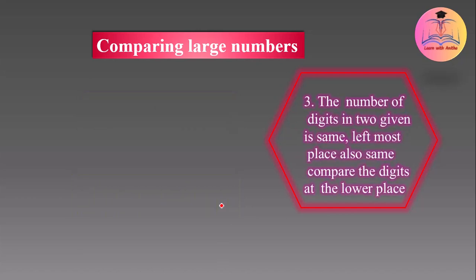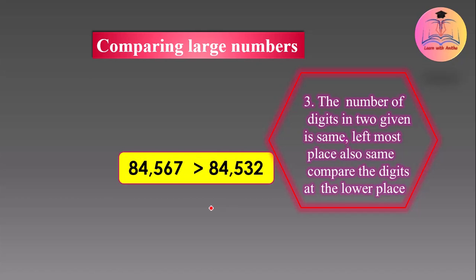The third rule is: if the number of digits in the two given numbers is the same and the leftmost place is also the same, compare the digits at the lower place. We'll see the example here. See these two numbers. We have numbers with the same digits. Here 5 digits and here also 5 digits. Then how will we compare? We will compare the leftmost place. Leftmost place means here 8 and here also 8. So the leftmost place is also the same.